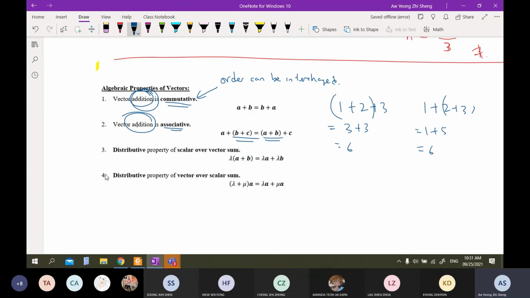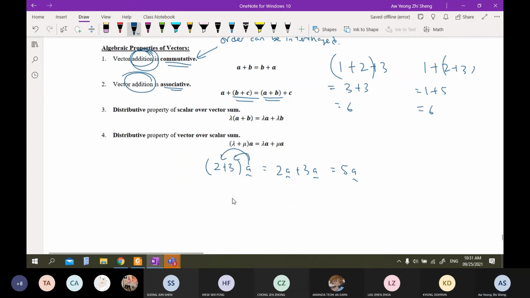Point number 4 is the distributive property of vector over scalar sum. You have two numbers added up, for example 2 plus 3, and you multiply by vector A, it's 2A plus 3A, and of course it becomes 5A eventually. This is telling you that you can also distribute a vector over the addition of two numbers. There's nothing special to take note of about the algebraic properties of vectors because they're consistent with usual algebra.